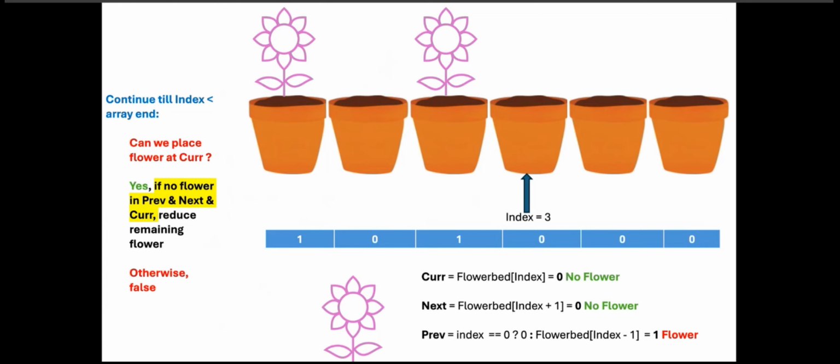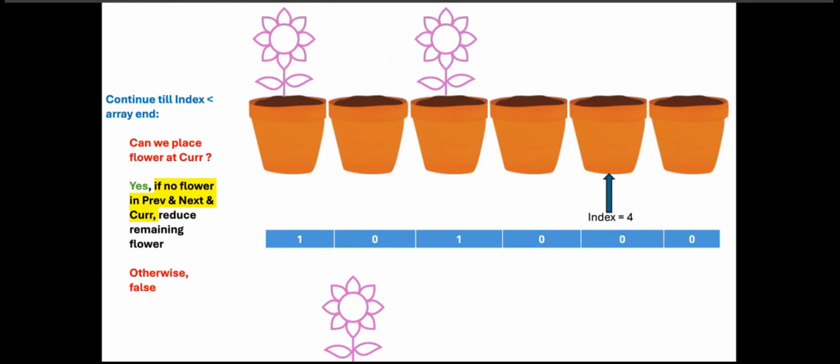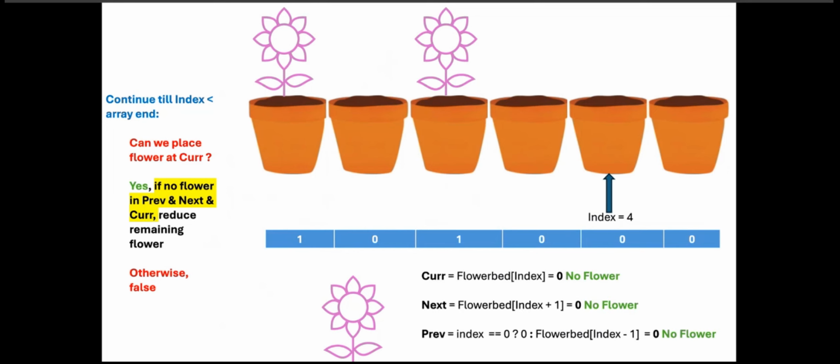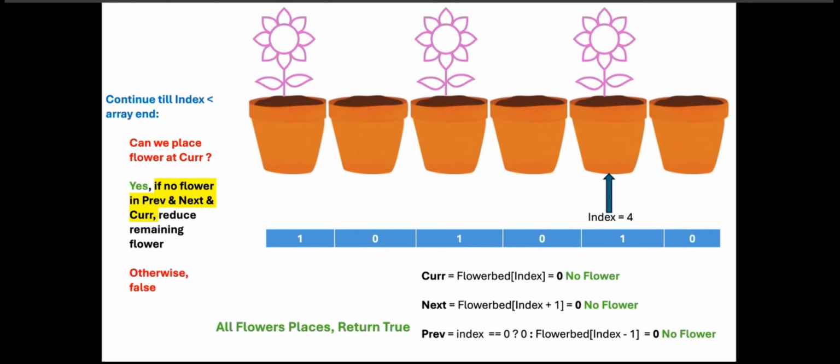No, because though there is no flower in the current plot and the next plot, there is a flower in the previous plot, which we just now planted, right? So increment the index, check whether we can place the flower here. Yes, we can because there are no flowers in the previous and next plot and in the current plot also. So let's plant the flower here. Now there are no remaining flowers. It means that all the flowers are placed. So return true.